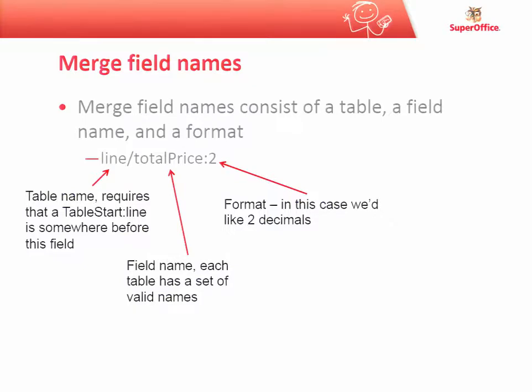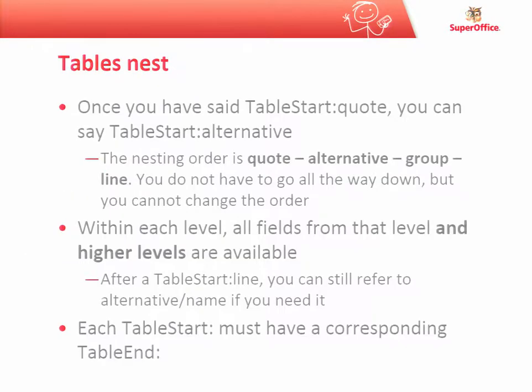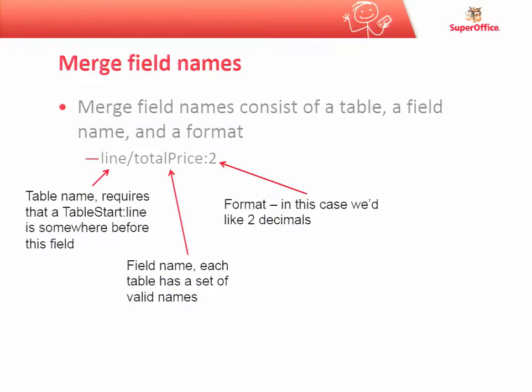You have the table name, then you have a slash, then you have the field name, and then optionally, you have a colon and some kind of modifier format. Every field has a table name, every field has a field name. Some fields, the number fields and the date fields, have an optional format. If you don't specify a format, you get whatever is the default for your culture.